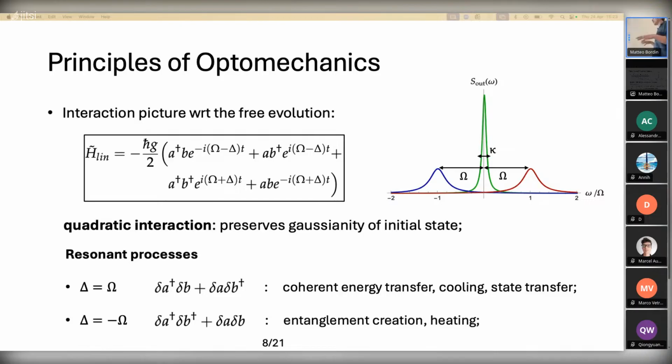Last comment, we would like to select one of the two interactions. To select one of the interactions, we do the rotating wave approximation. The regime in which we can do this and neglect the non-resonant one requires that we are not driving with too much power. We'll come back to this, but there are conditions under which we can neglect one or the other. There are also conditions in which we cannot neglect them.